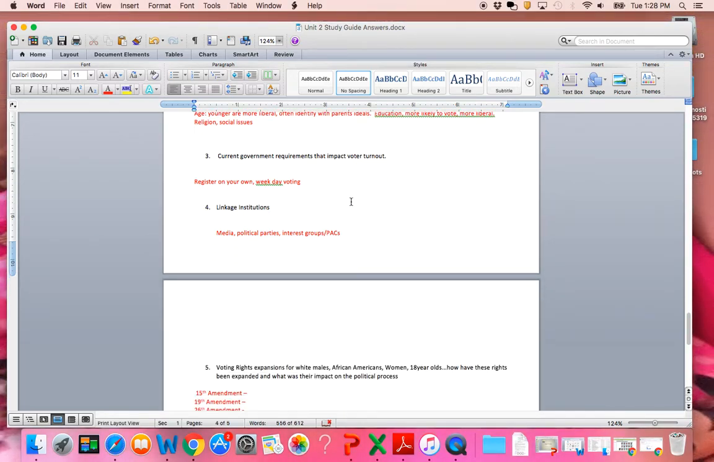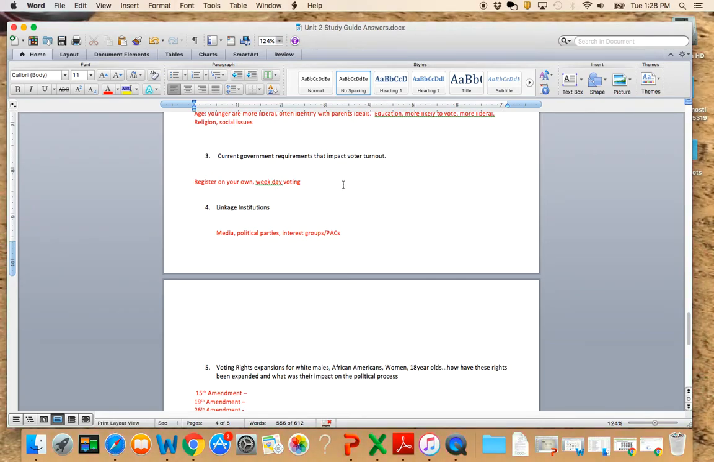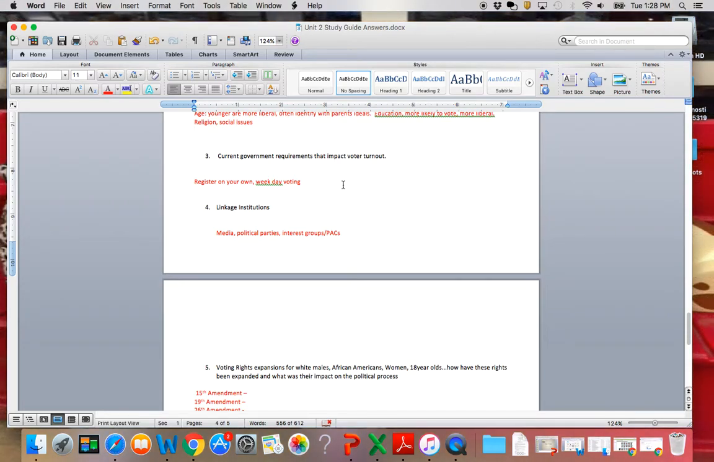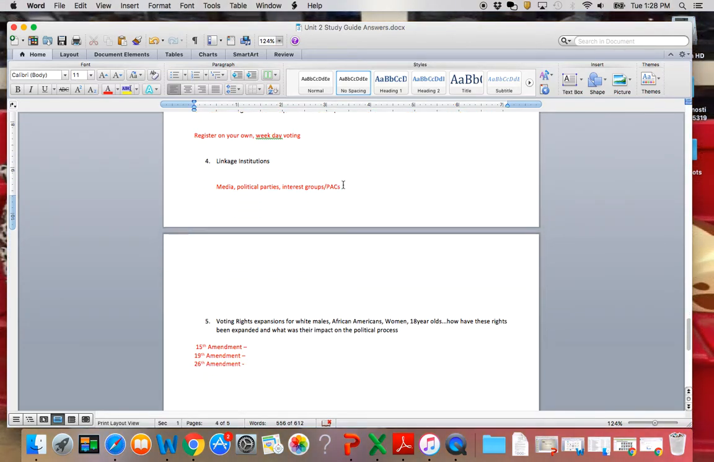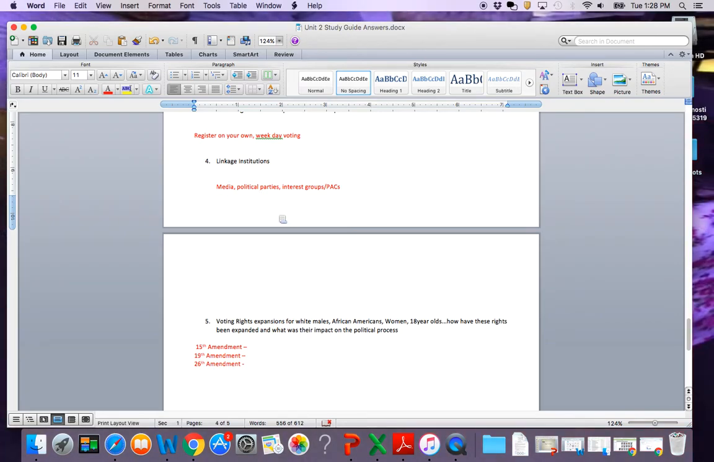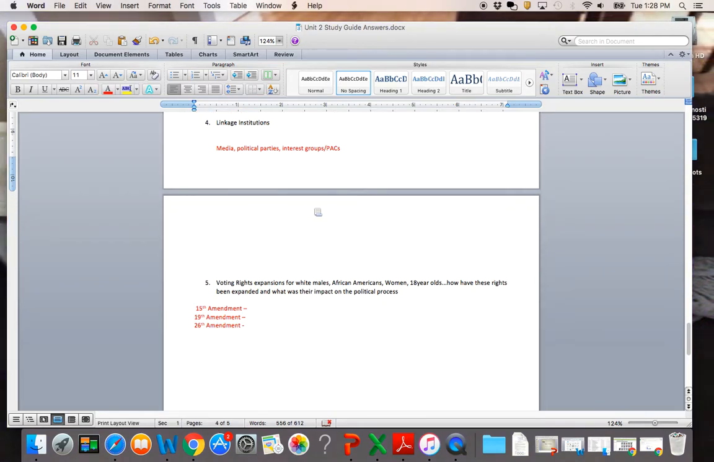Current government requirements that impact voter turnout: you register on your own, compared to other European countries, where they do it for you. Weekday voting as well can limit people from getting out and voting. Some linkage institutions, the top three: the media, political parties, and interest groups or PACs.